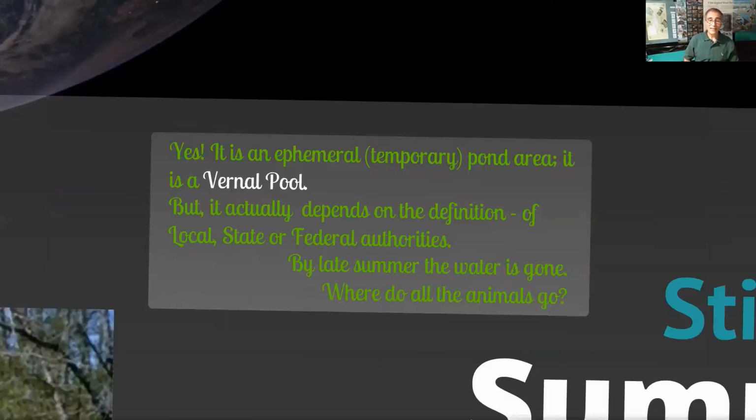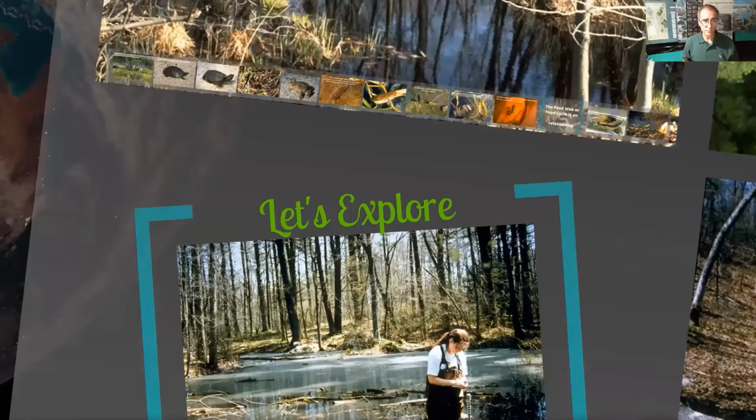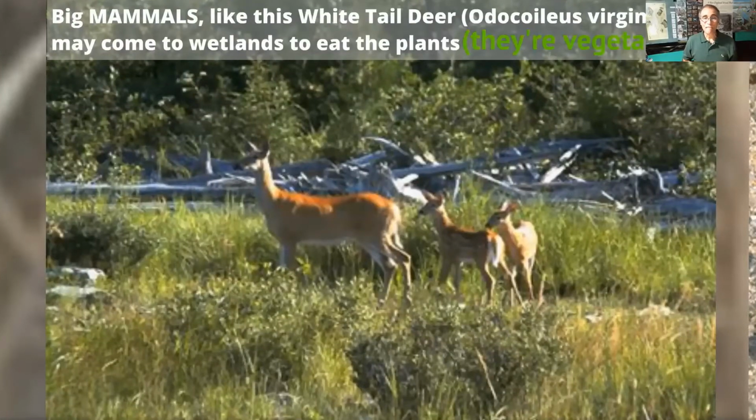By the late summer, the vernal pool will dry up, and the question is, where do the animals go? So somehow they get to the vernal pool, and then they have to leave because there's no more water. So I want to explore now. I'm going to go through large animals and go to smaller animals by class type. So white-tailed deer. These vegetarians come along and eat the nice green shoots around wetlands.